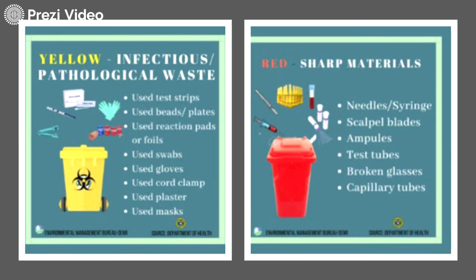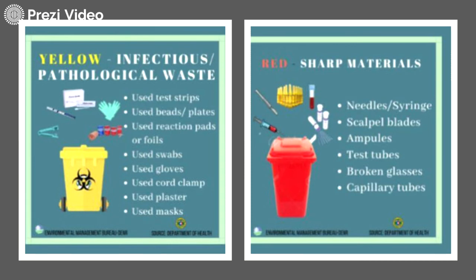So, used test strip. Example, yung sa mga blood glucose, diba? Kapag nag-check ng blood glucose yung mga diabetic, yung kanilang mga test strip, pwede ilagay sa yellow. Used beads or pleats, reaction pads or foil, swab, gloves, cord clamp, plaster, and mask. Lahat yan sa yellow waste na. Dati kasi yung mask, pwede siyang ilagay sa black, pero ngayon, yellow na siya. Lahat ng mask dapat nakalagay sa yellow bag.